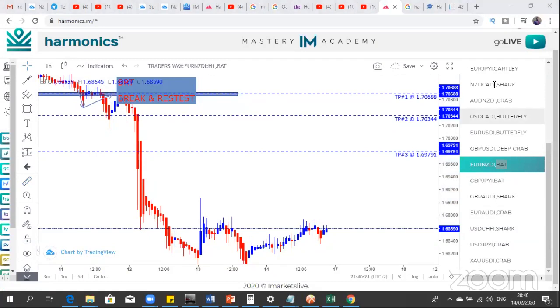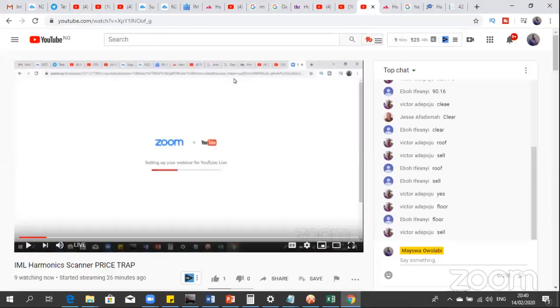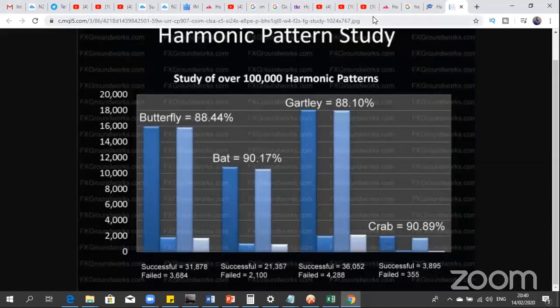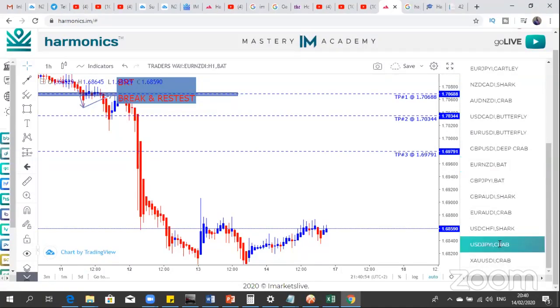Now, how many win rate does crab pattern has? Everybody? How many win rate does crab pattern has? Everybody on the call. On my screen, how many win rate does crab pattern has? Crab pattern. How many win rate, guys? What's the win ratio for crab pattern? Over 90%. Fantastic. Amazing. Now, because it's over 90%, I want to look for the next crab. Watch this.